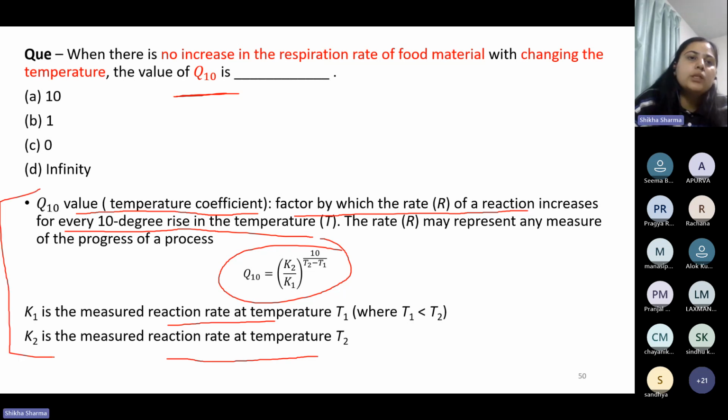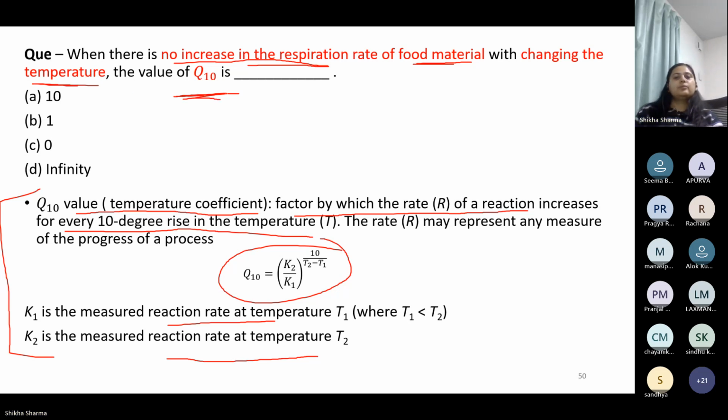So now the question is saying, when there is no increase in respiration rate of the food material with changing temperature, what will be the Q10 value? Please can anyone tell? Hint is also provided.